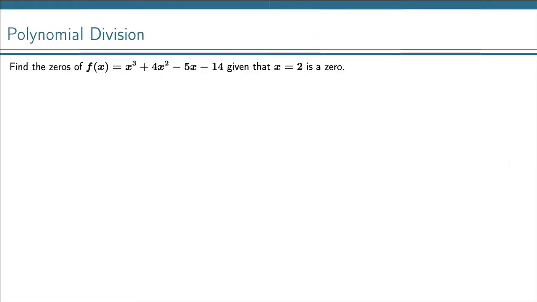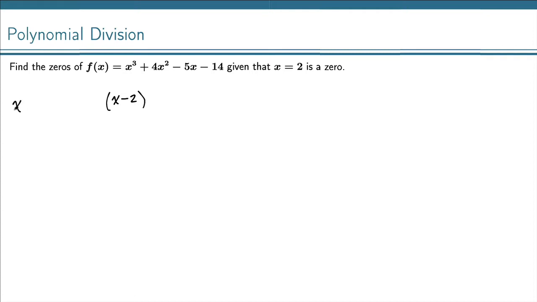So let's start by just talking about polynomial division. We want to find the zeros of this polynomial, given that x equals 2 is a 0. Now, if x equals 2 is a 0, that actually tells us that x minus 2 is a factor. So this function, f of x, can be written as x minus 2 times something. Now, what that thing is, we're not sure.